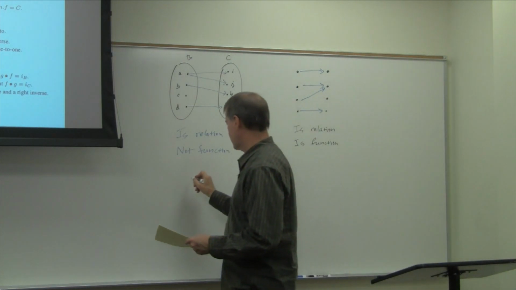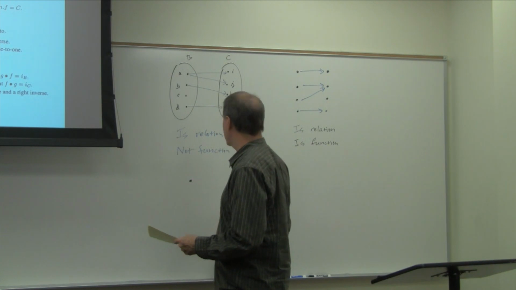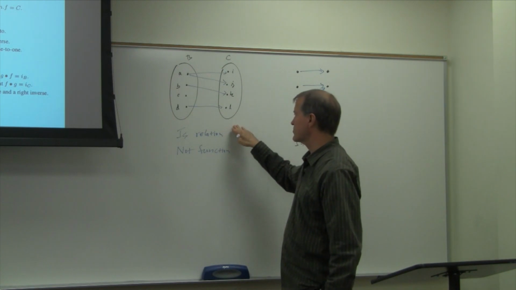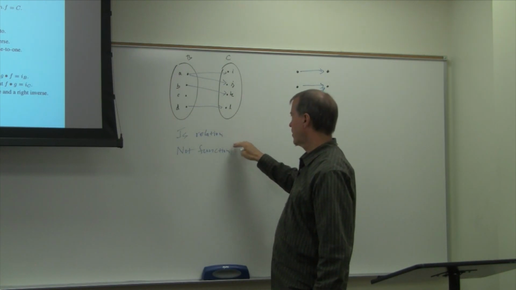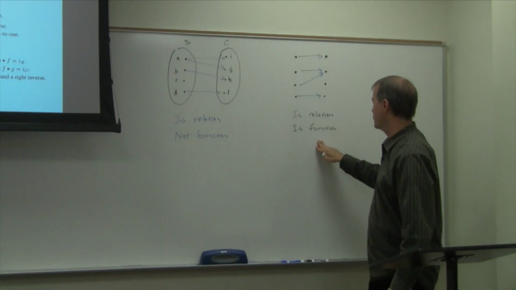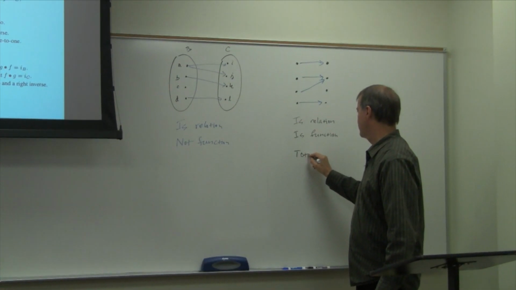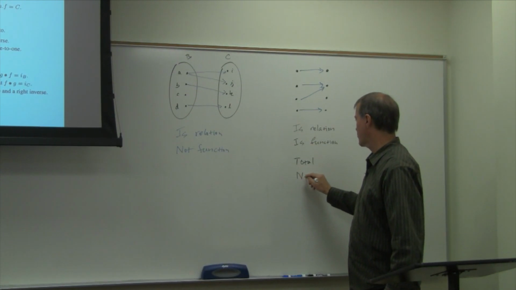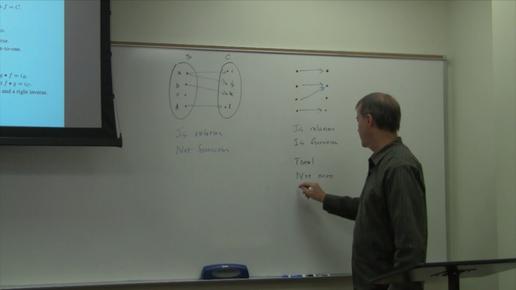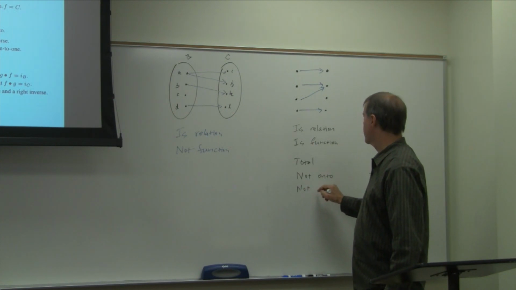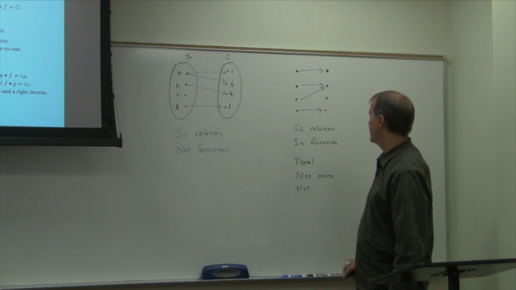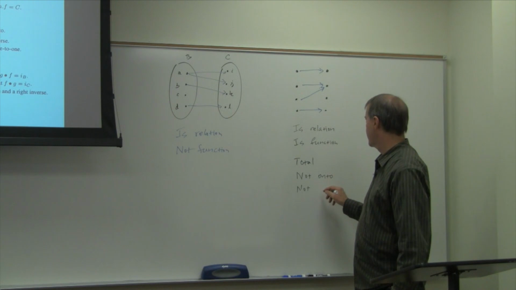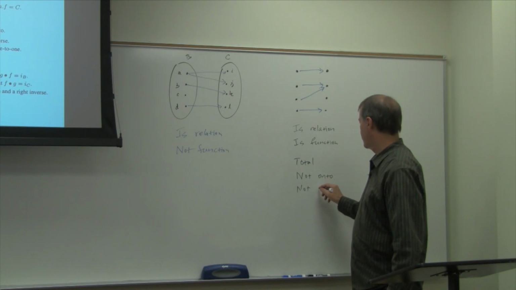So how about total? Yes, it's total. How about onto? It's not onto. Is it one-to-one? No, it's not one-to-one, because there are two going to the range. So: function, total, not onto, not one-to-one.